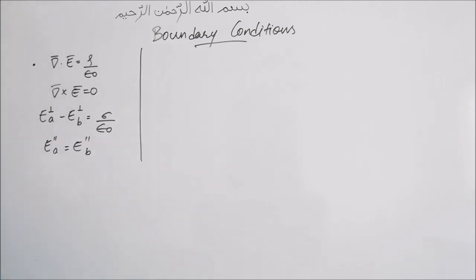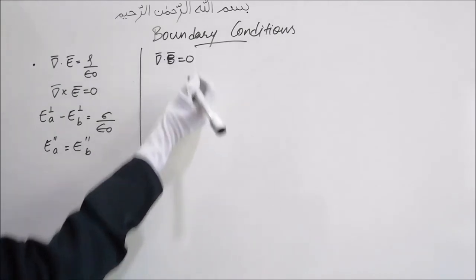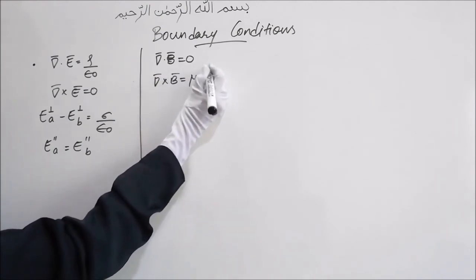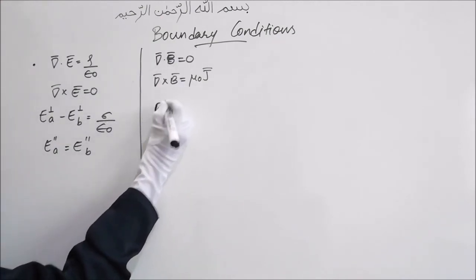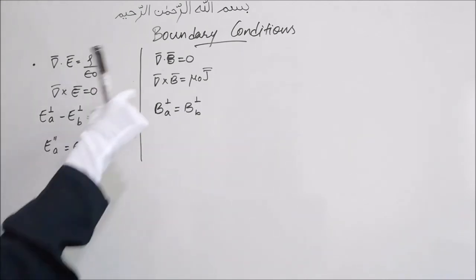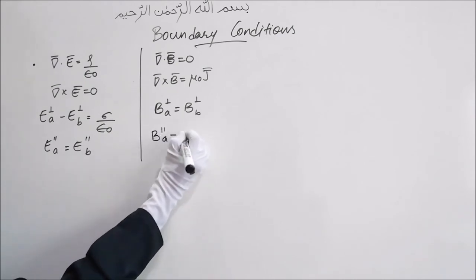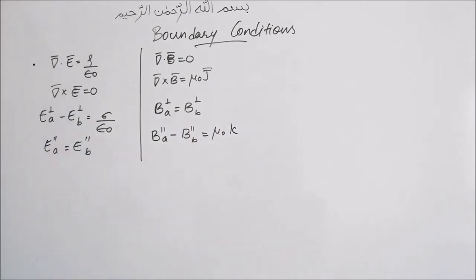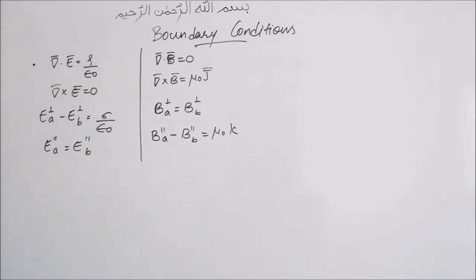In magnetostatics, we have seen the divergence, del bar dot B bar is equal to 0, and the curl, del bar cross B bar is equal to mu naught J bar. Since the divergence is 0, we will have B perpendicular above equal to B perpendicular below, and the curl gives B parallel above minus B parallel below is equal to mu naught K. Hope that's clear. It's quite easy. If you know these formulas, you can easily understand them.